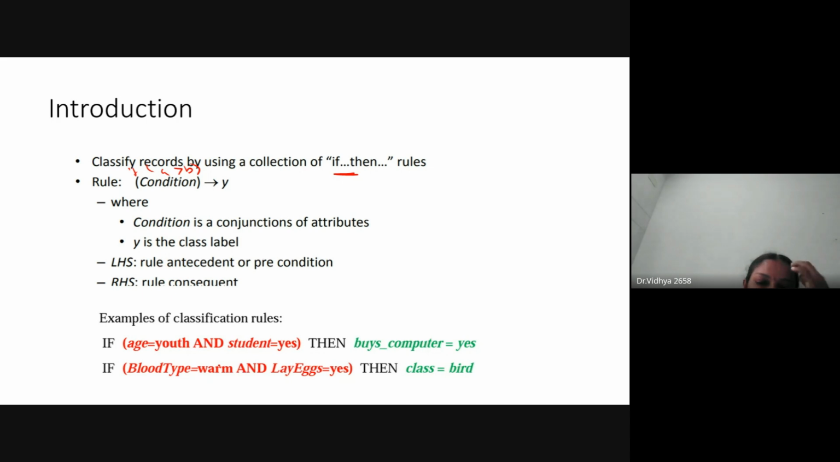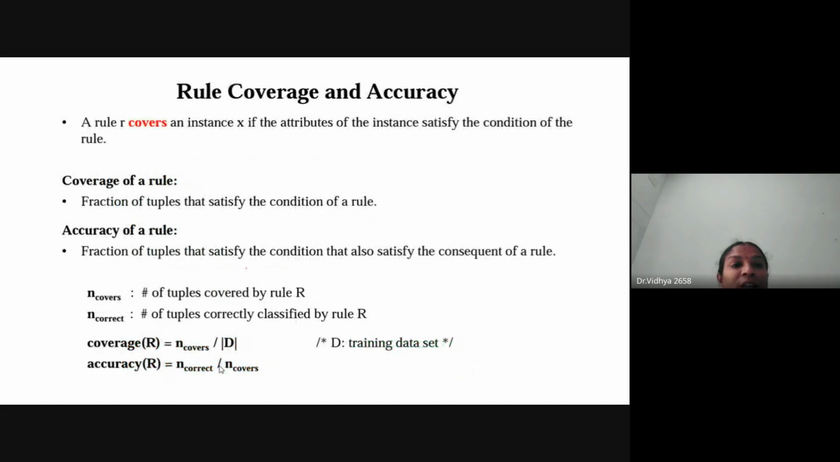Yes. Okay. So similarly, we can set our own condition, and based on that condition, the whole data set is split into known values and unknown values. Okay. Then rule coverage and accuracy.